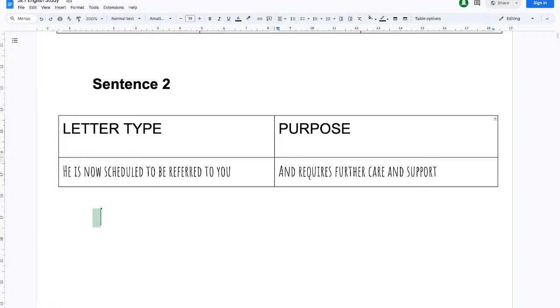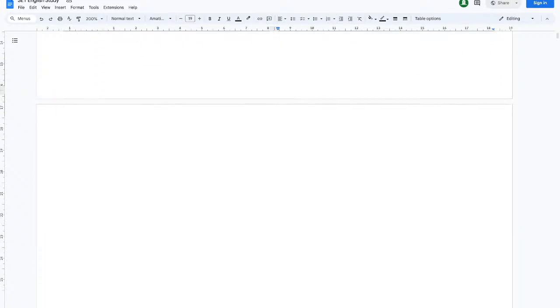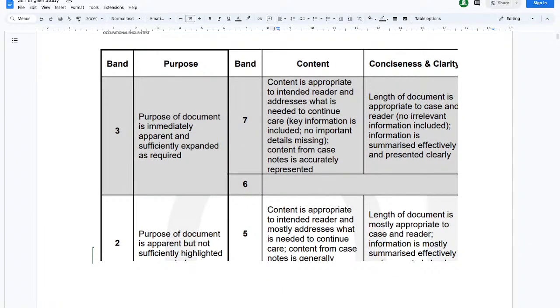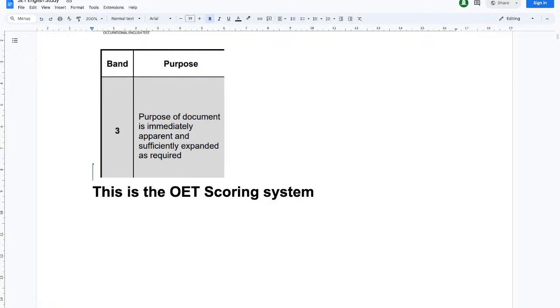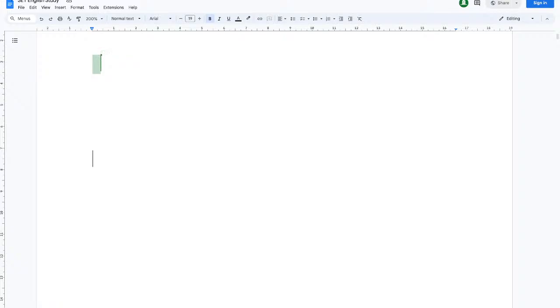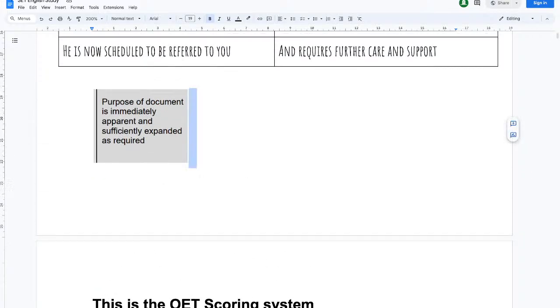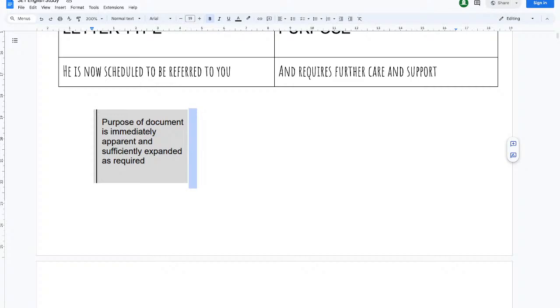Hopefully, guys, you can see this here. Again, I'll have to zoom down. Just give me 1 second. This is the OET writing criteria. This is the OET scoring system, right? Now you can see here that it says the purpose of the document must be immediately clear. Let me just make this really small so you guys can see this. This is what I'm talking about. The purpose of the document must be immediately clear. I hope everyone can see this. Let me make it bigger.